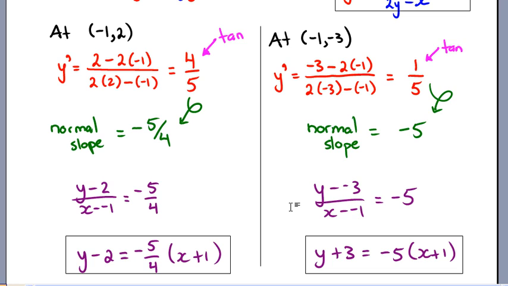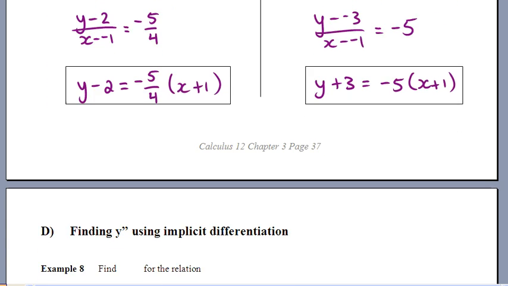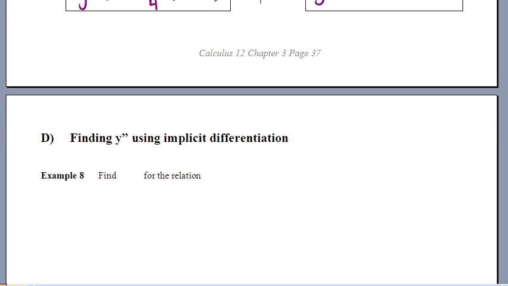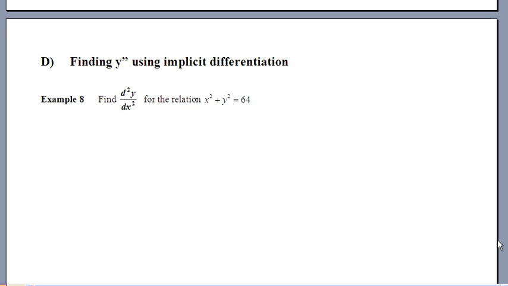And that's going to take us to our final page, where we're going to look at second derivatives. How do you find the second derivative of y if you're playing this game implicitly? It's actually not too bad. We'll do a couple of examples here. First one, see if you can find the second derivative for this relation. It looks like a circle of radius 8. Okay, and we'll see what happens for y double prime. All right, well, I get to y double prime by first doing a single derivative and get to y prime.